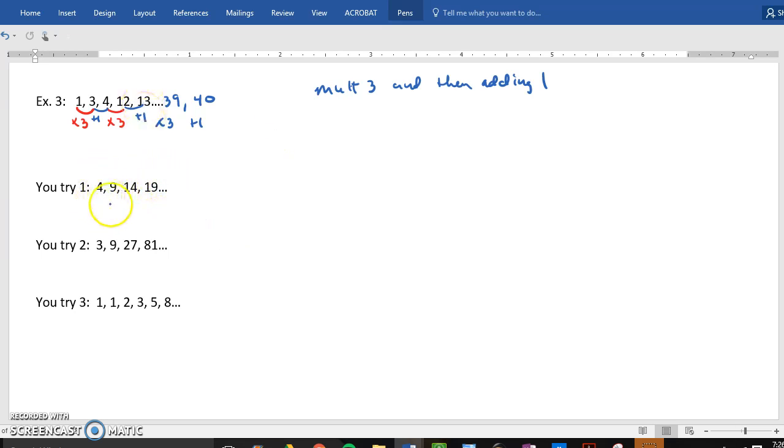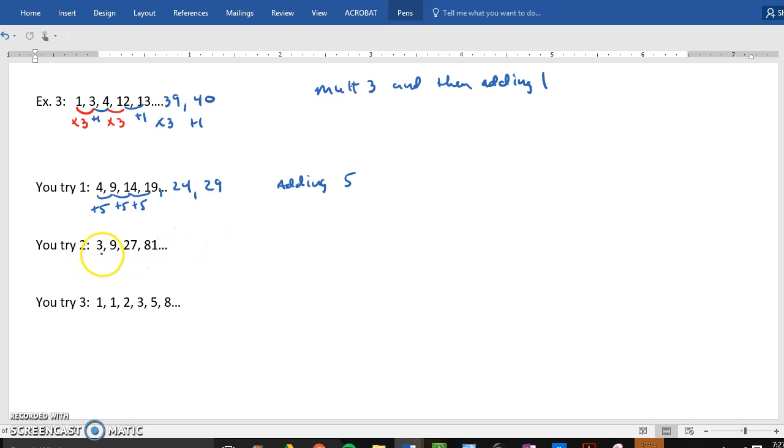So the first you try here, what do we notice is happening? We are adding 5 each time. So the rule is you're adding 5 each time, and the next two terms of the sequence would be 19 plus 5 is 24, 24 plus 5 is 29.